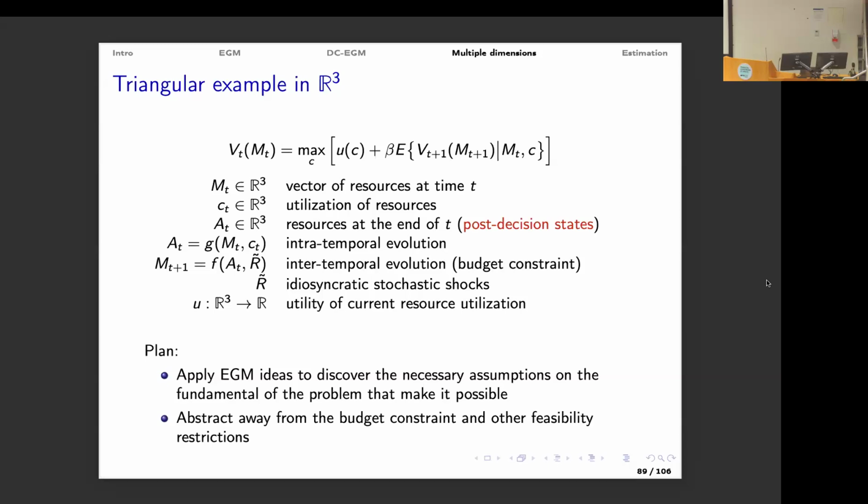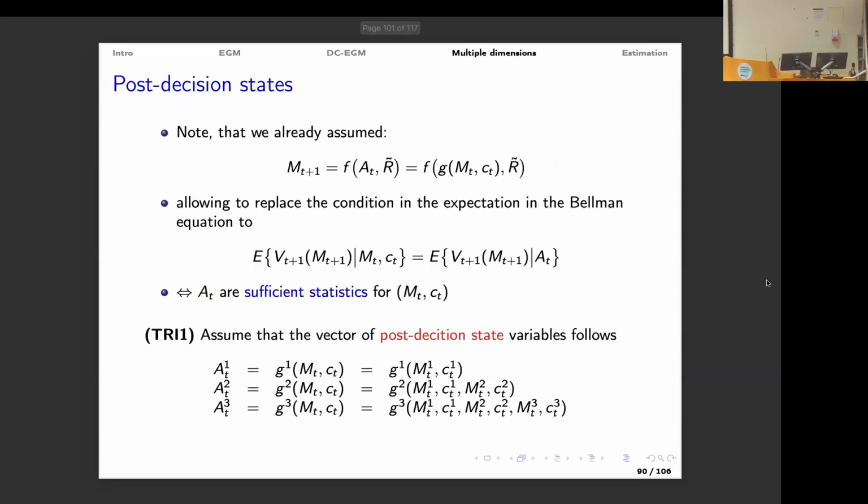Yeah, I'm abstracting for now from constraints. Let's just keep it simple. Okay, so the first thing to notice is this assumption, right? And this will be crucial all the time with EGM, or with any approach that is based on the post-decision states. You have to assume that the future only depends on these post-decision states and does not depend on today's M's or today's C's. And that's what we have in the consumption-savings problem, because the end-of-period savings is exactly that sufficient statistic. Okay, so that's already assumed.